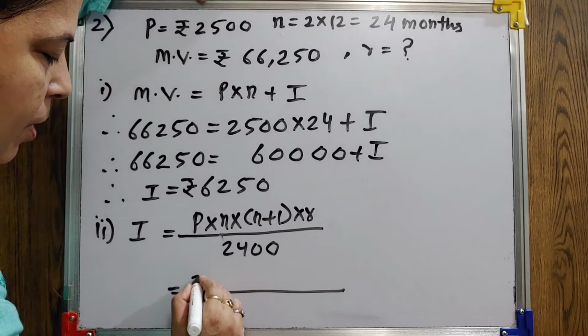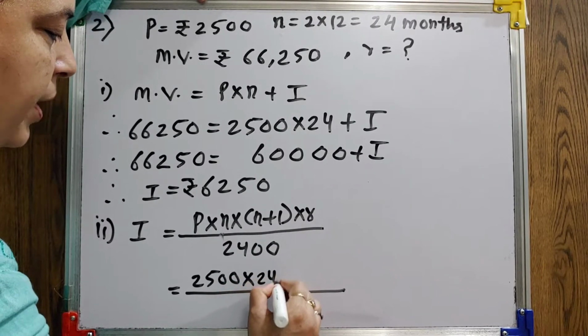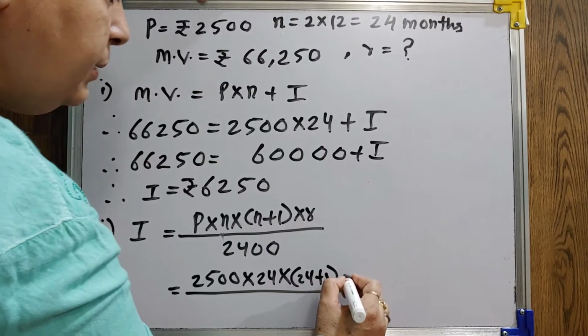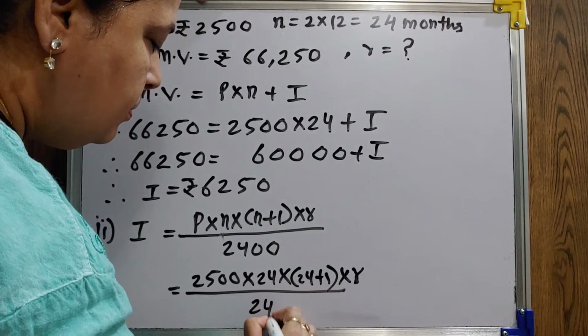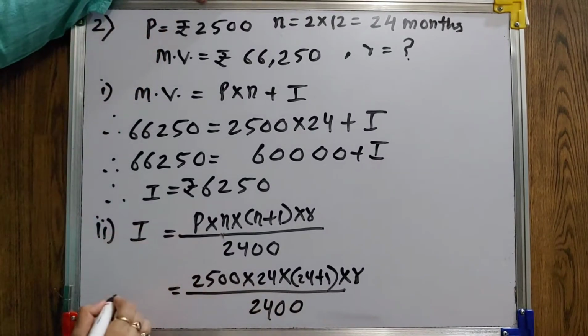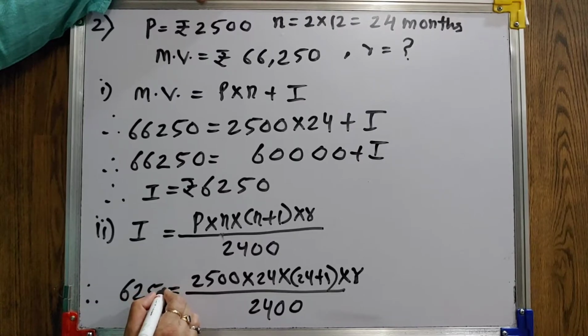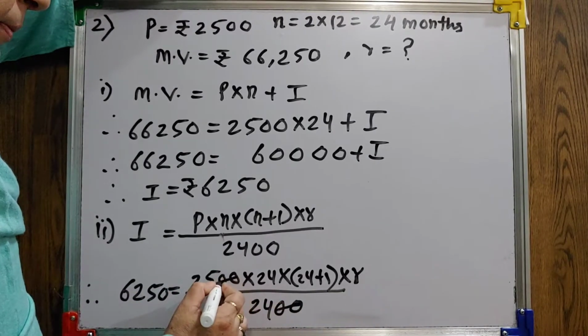Your principal amount is 2,500. N is 24. 24 plus 1. Rate you don't know. But now you know the interest. It is 6,250.